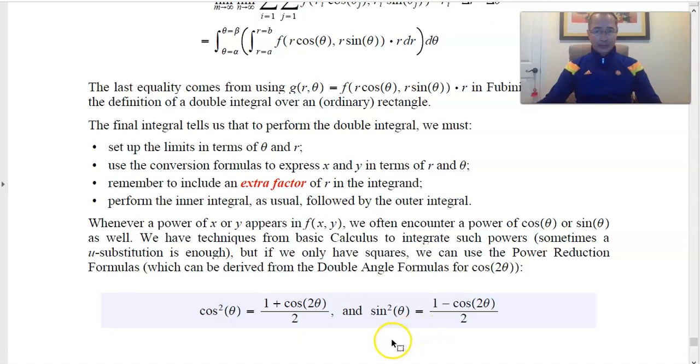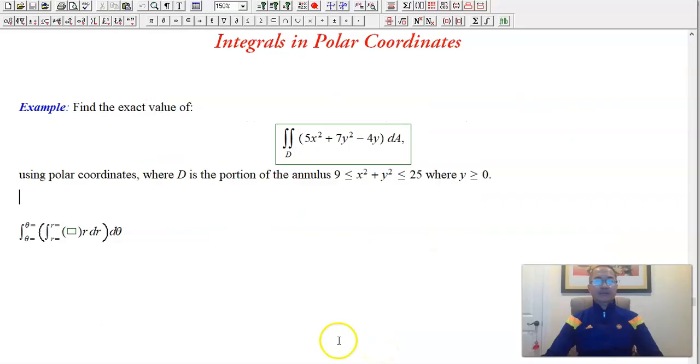Let's go to Scientific Notebook, and we will perform a double integral in polar coordinates. Finally! Okay, so here's the problem. We want to find the exact value of the double integral over D of 5x squared plus 7y squared minus 4y dA using polar coordinates. And D is the portion of the annulus where x squared plus y squared is between 9 and 25, and y is at least 0. Okay, in other words, it's the upper half of this annulus.